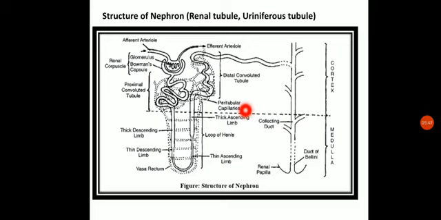And they get activated when the water amount is low. Or we can say they are responsible for maintaining the volume of plasma. How is the volume of plasma maintained by this? When the volume of plasma is high, it means the water is high in the blood, so it will not be reabsorbed. But suppose the volume of plasma is low. Why? Because it means the blood pressure will be low.